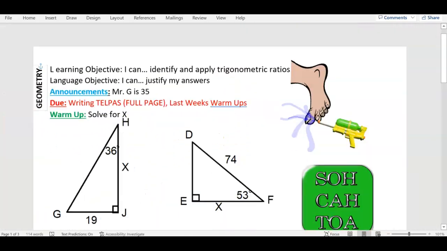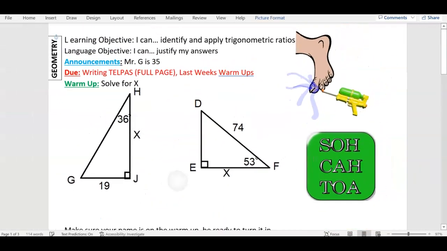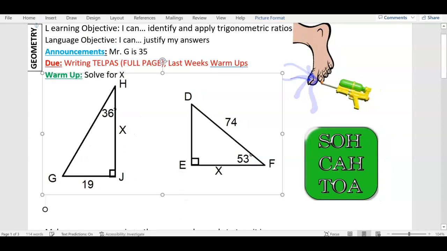Ahsoka style. Okay, let's do the first one. We're gonna label, as usual, O, H, and A. By the way, what angle do you start from on the first one? The 36, why?